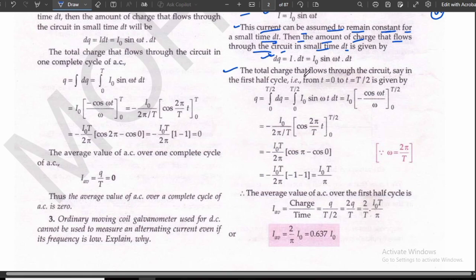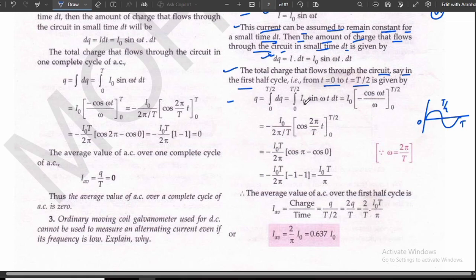Now the total charge that flows through the circuit, say in the first half cycle. So for AC, this is our complete cycle and this is our 0, this is our T by 2 and this is our T. So the first half cycle is from 0 to T by 2. That is given by q equals integration from 0 to T by 2 of dq. Let's replace the value of dq with I0 sine omega t dt, integrated from 0 up to T by 2.